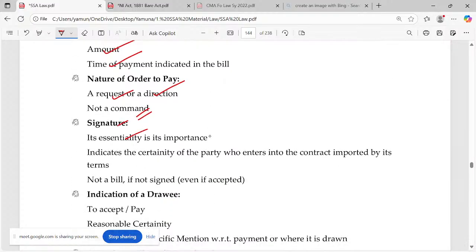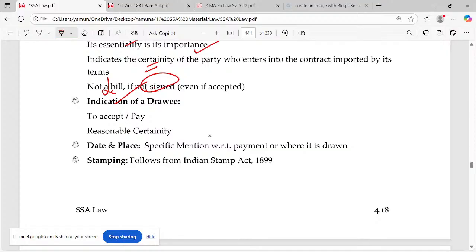Signature is essential because it should be written and signed. Okay, if not signed, it will not be considered as a bill. So once it is signed, it becomes very certain that the party who is entering is clearly giving his liability. Okay. Indication of a drawee to accept or pay, some reasonable certainty should be there. Date and place, specific mention should be there. Okay, payable encounter and stamping directly follows from the Indian Stamp Act. So this is checked up.